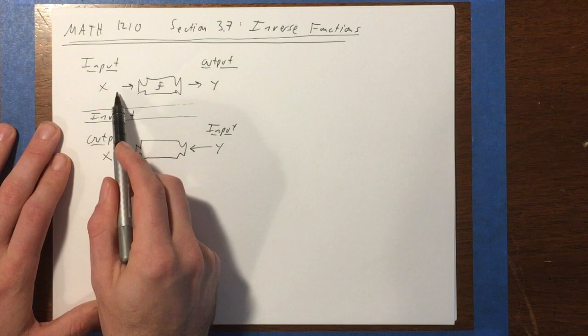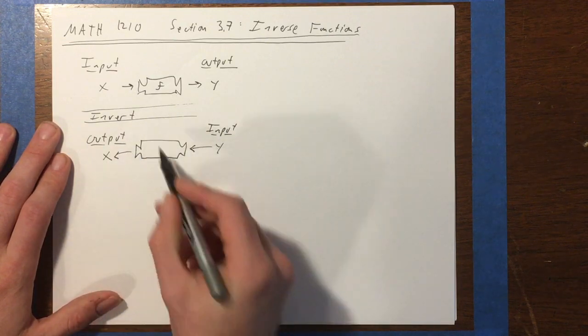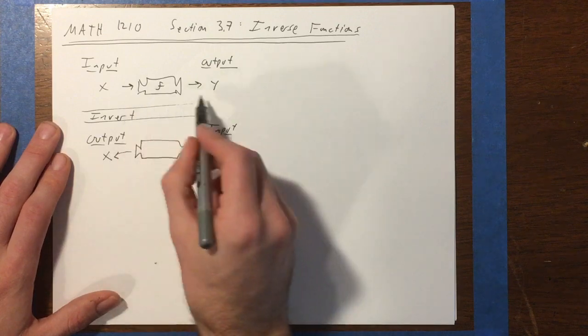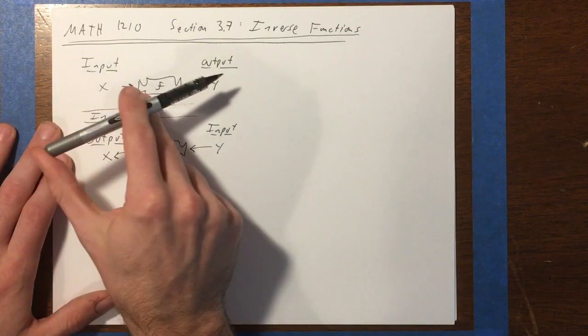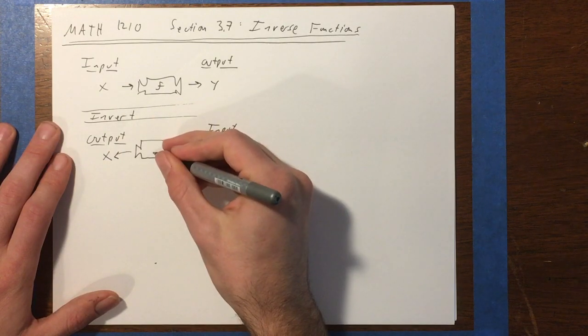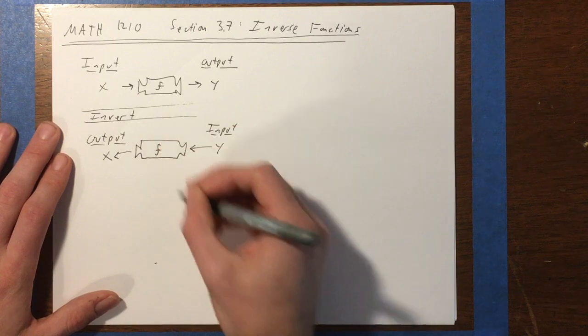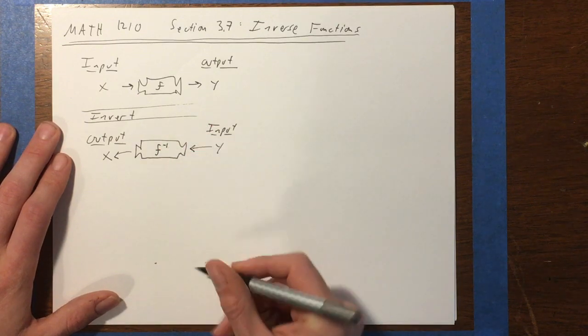So instead of inputting x and getting y out the other side, now we're going to take y, put it in, and get x out the other side. And this function that does the opposite, whatever f does, this function undoes it. This function is called f inverse, and the notation for that is f with a little superscript -1.